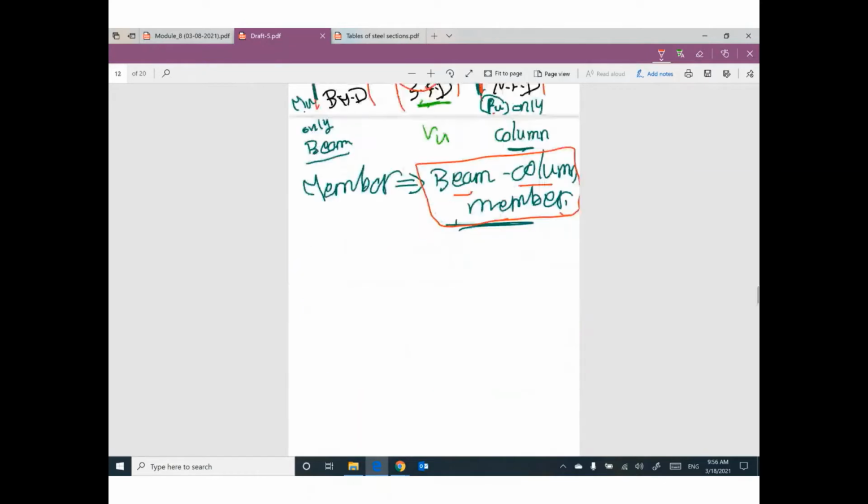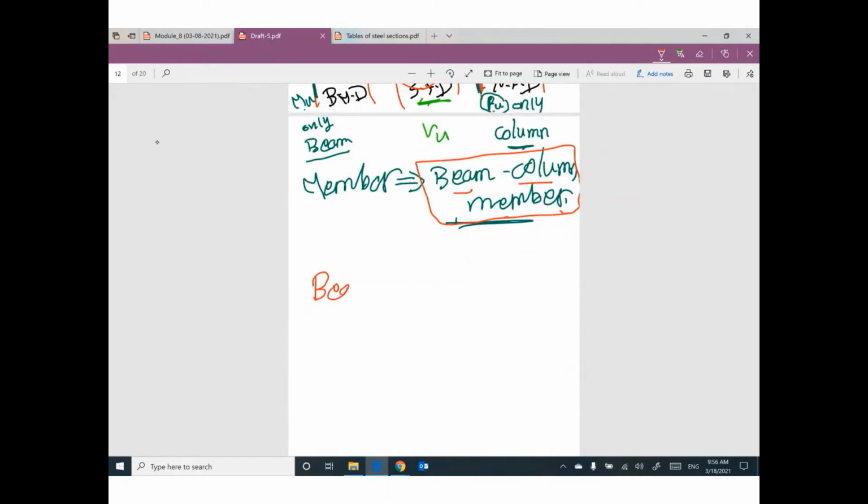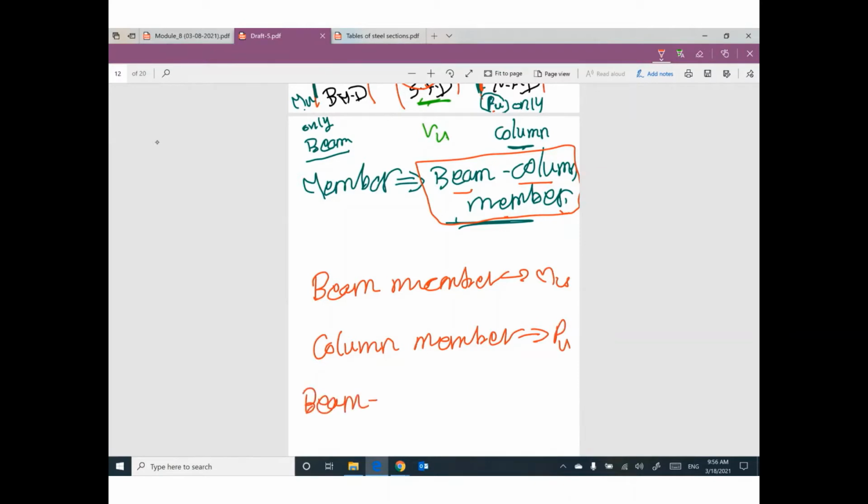If you are designing a beam member, that means you have M ultimate only. If you are designing a column member, that means we have P ultimate only. If you're designing a beam column member, that means this member is under the effect of M ultimate and P ultimate at the same time. This will not happen except in one case, if you have a frame.